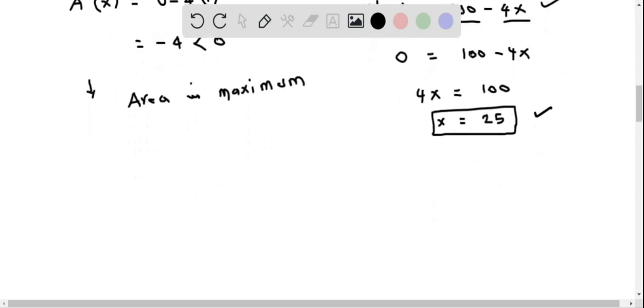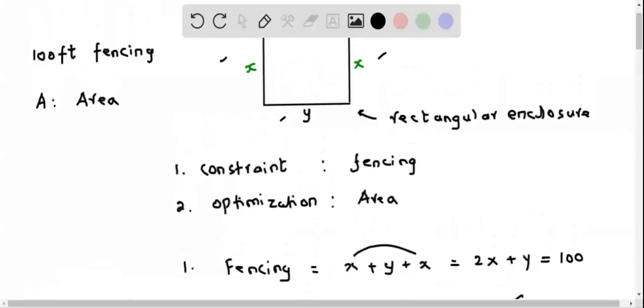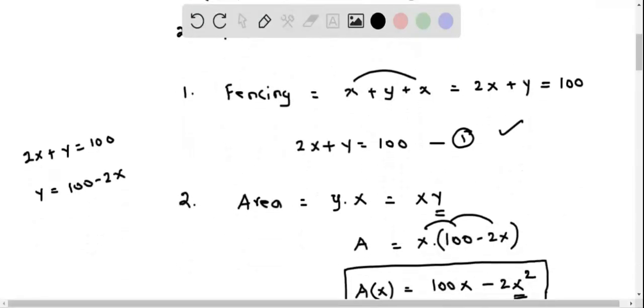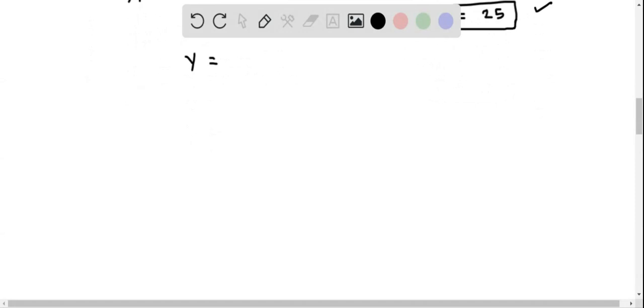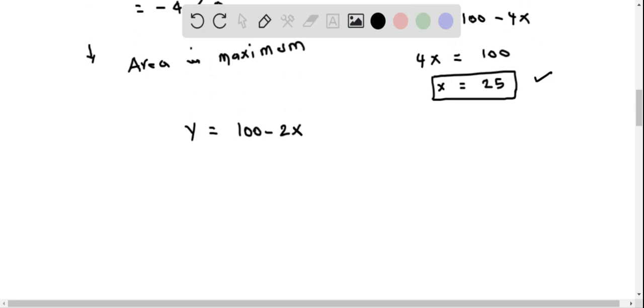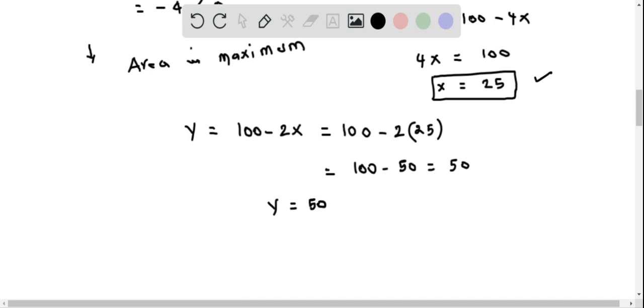And this means we can now find y. So we find y using the constraint equation, or we can use this equation y equals 100 minus 2x. So let's use 100 minus 2x. We now replace x by 25, and so this gives 100 minus 2 times 25, and so this equals 100 minus 50, and this gives 50. So we found that y equals 50.